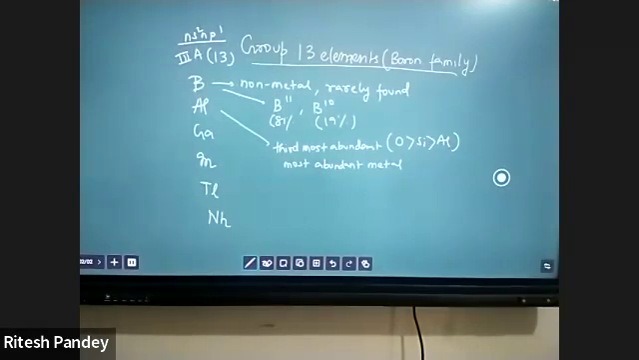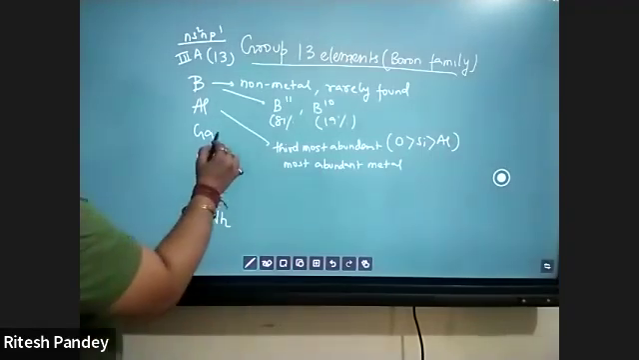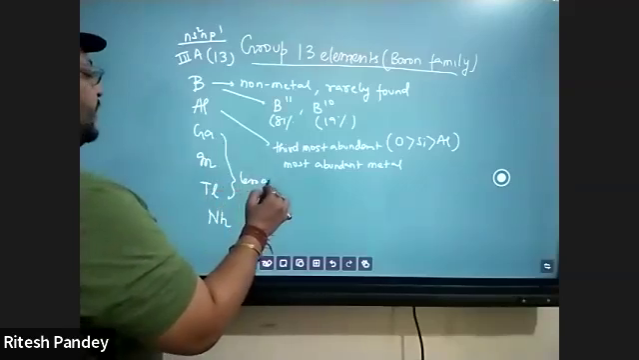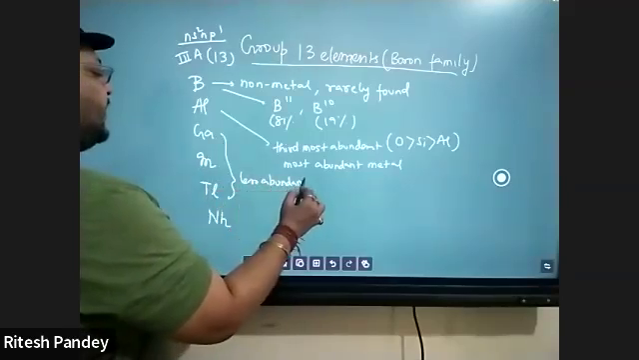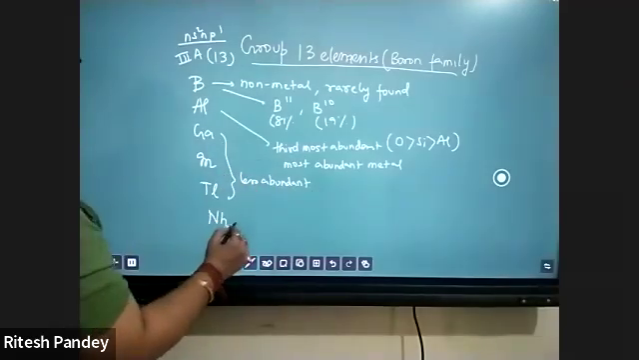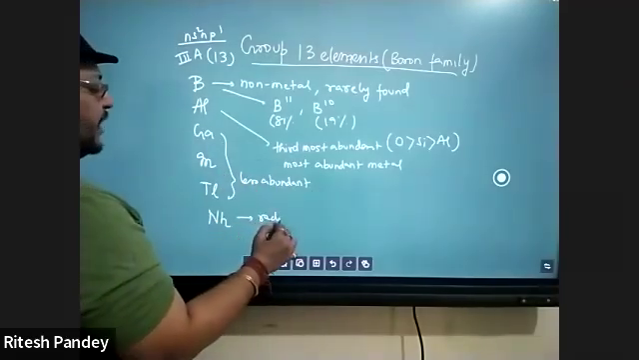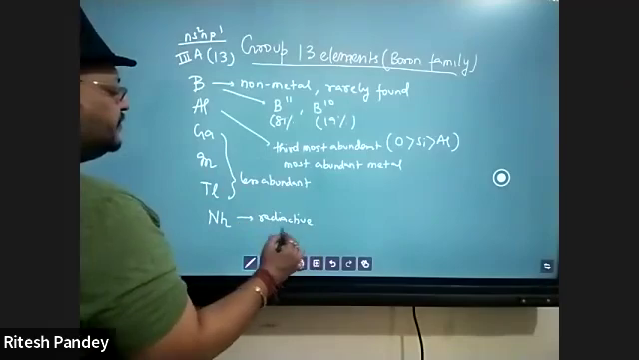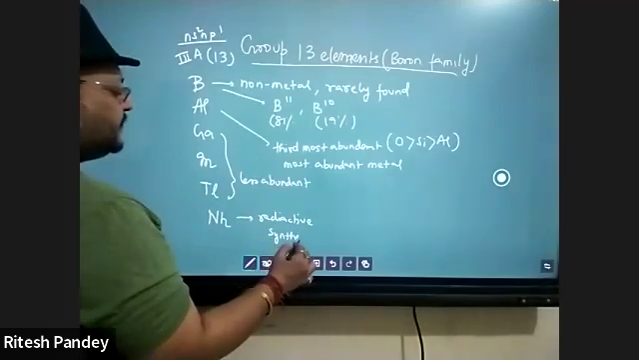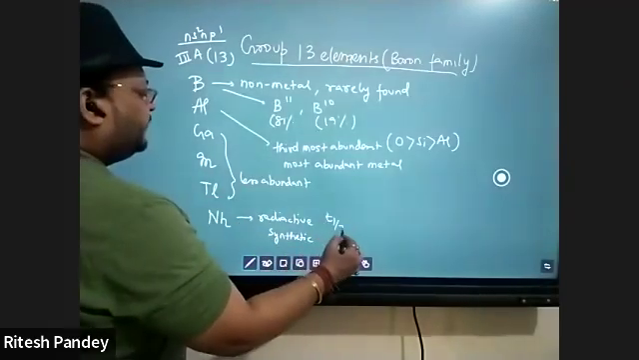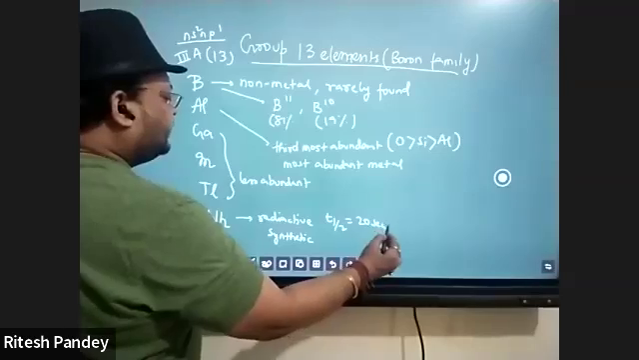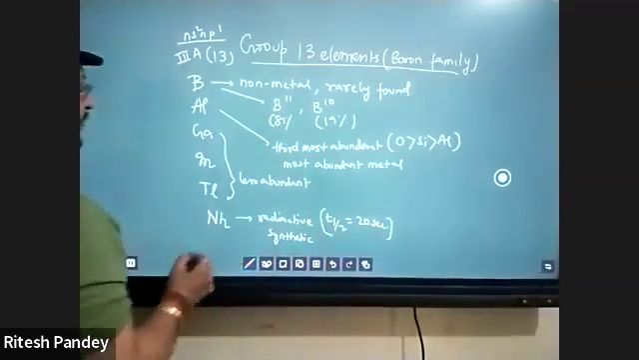But let me name the popular ores of boron and aluminium. Again, before I go there, gallium, indium, thallium are very less abundant. Obviously, down the group, metallic character increases, so they are going to be metallic. And nihonium is radioactive and synthetic, with a very small half-life of about 20 seconds, which makes the study of nihonium impractical.